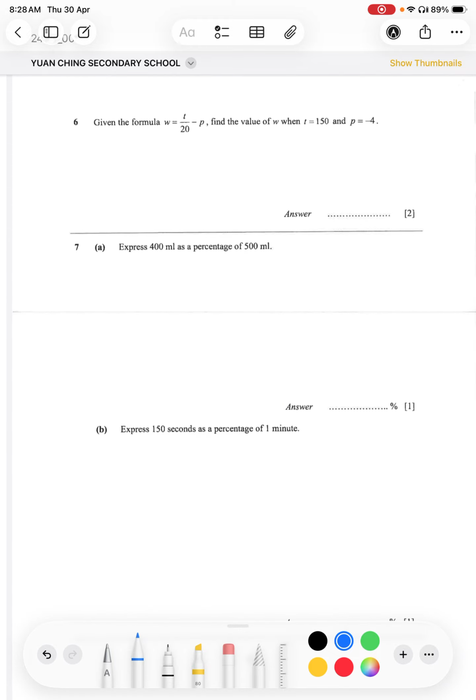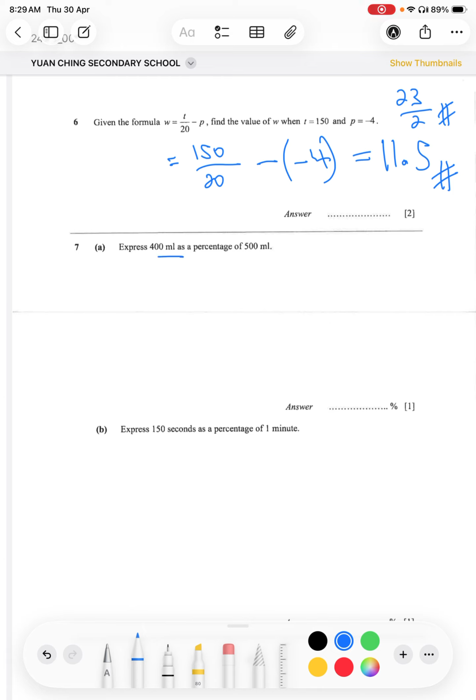Given the formula W is T over 20 minus P, find the value of W when T is 150, P is -4. You can put a bracket if you want. You press your calculator, you should get 11.5. You should get 11.5 or you get 23 over 2. Either is fine, you can choose either one.